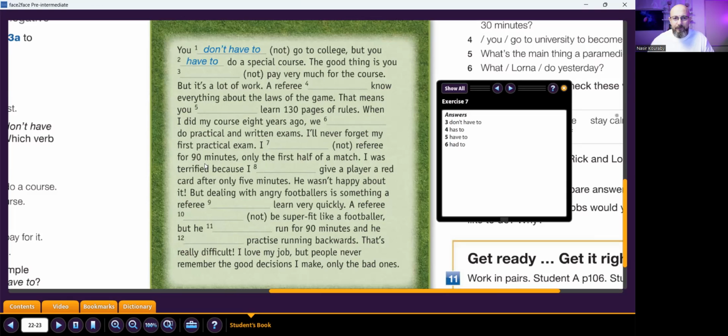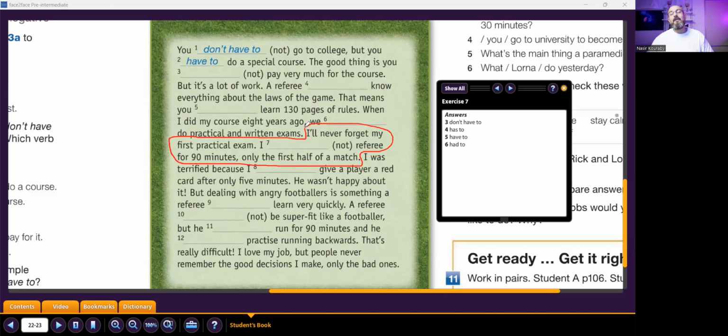I referee for 90 minutes, only the first half of the match. Okay, so again, I will never forget. And at the end, we have 2 sentences here. They are together. So you say, I will never forget my first practical exam. I referee for 90 minutes, only the first half of a match. So we don't talk here about only one sentence, because the idea is connected with the other sentence. They have 2 sentences, but they have the same idea.